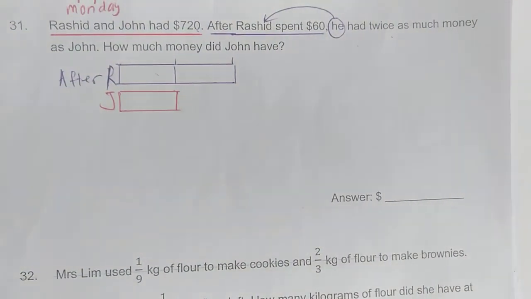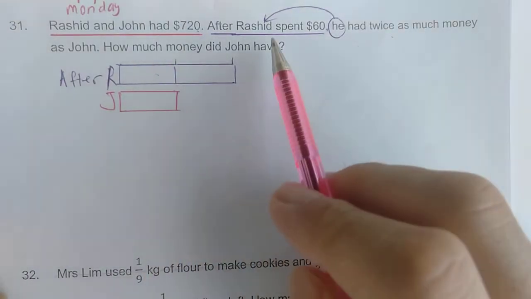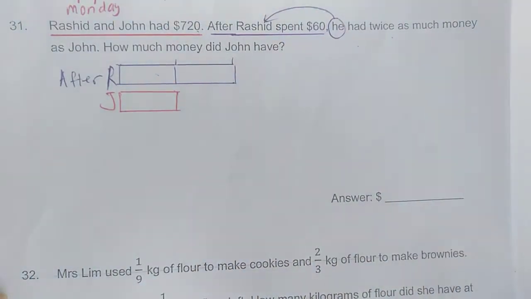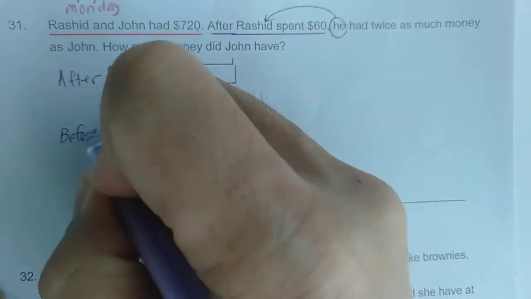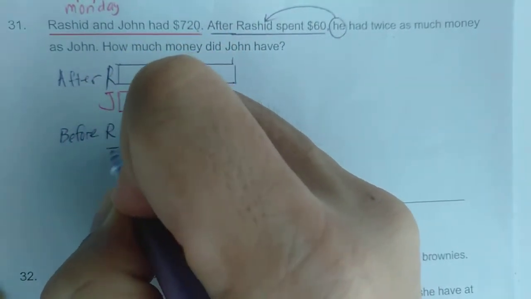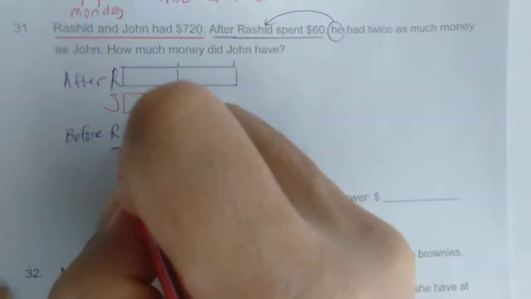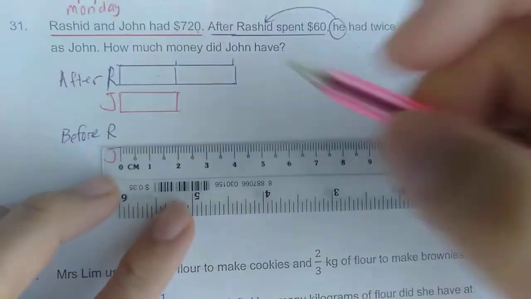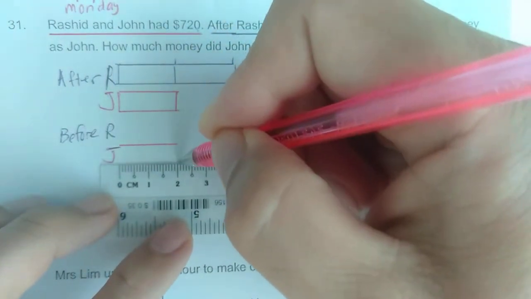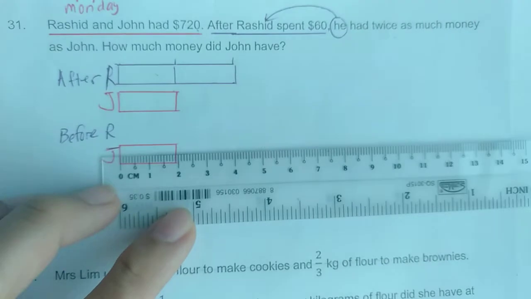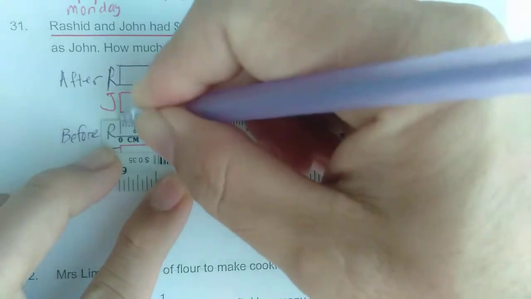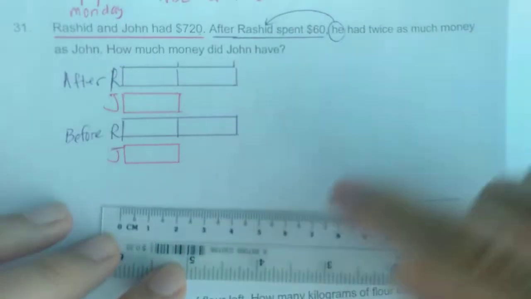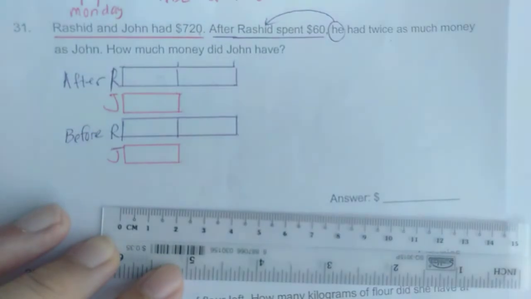Now, as in any model drawing, we need to fit in all the information that we have. This after model happens after Rashid spent $60. So I'm just going to draw a before model to show you. Now, of course, eventually you don't have to draw two models. Alright, in the subsequent question, I'll show you. You just need to draw one. But for the purpose of this first teaching video, first question, I will just guide you through. Remember, John didn't spend any money before or after, but it was Rashid who spent the money. So this second model here shows you, aren't they exactly the same? Yes, they are, because I've not done yet.